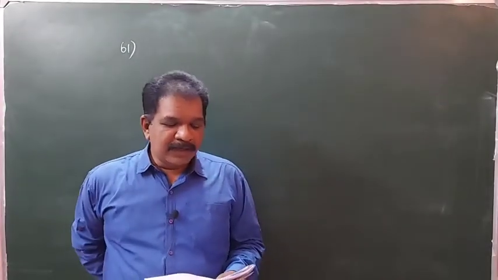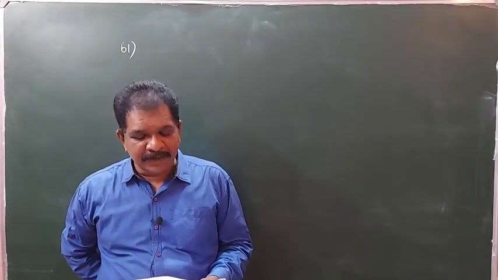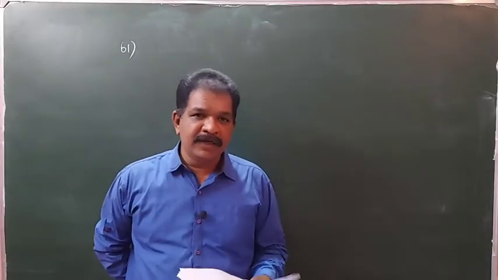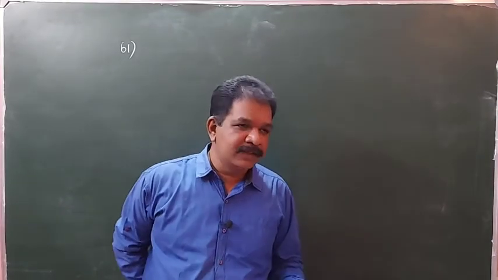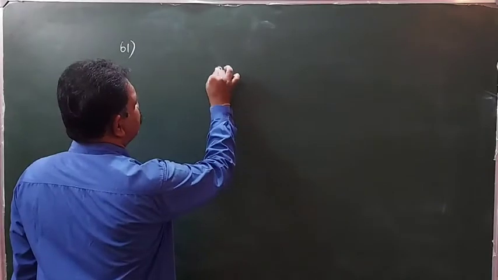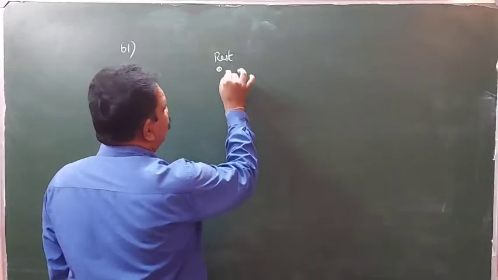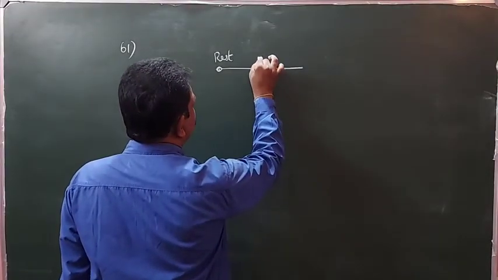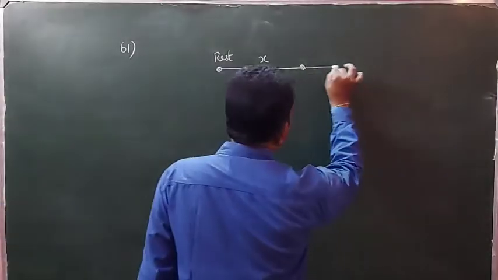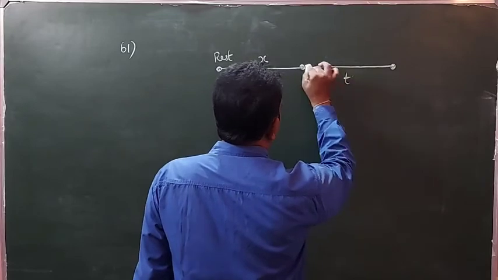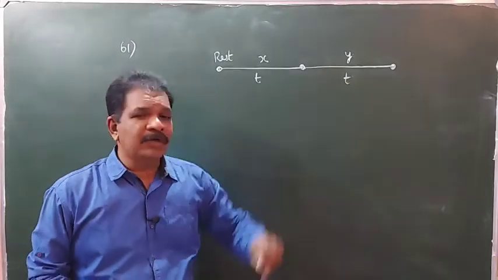Question 61. A particle starts moving from a position of rest under constant acceleration. It covers a distance x in the time t. What distance will it travel in the next t seconds? The particle started from rest, moving with acceleration. In the first t seconds, it traveled a distance x. In the next t seconds, if this distance is y, what is the relation between these two?